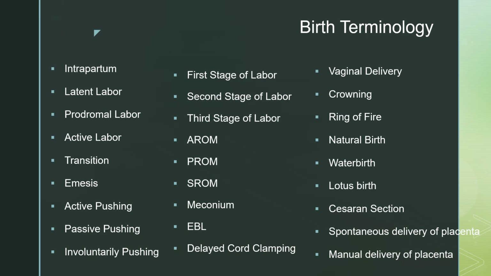Vaginal delivery is the route of the baby being born through the vagina versus a cesarean section being born through the mom's abdomen during a surgery. Crowning is when the cervix is gone and the very end when the baby is coming out and the perineum, the vagina opening, is being pushed to the max. That crowning, that ring of fire, that intense burning the mother's feeling right before the baby comes out.